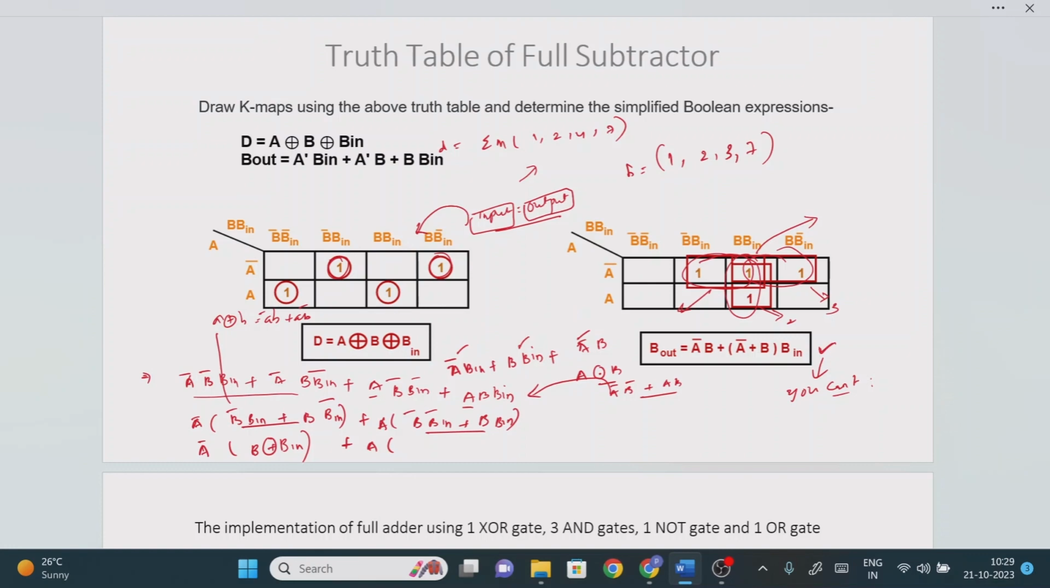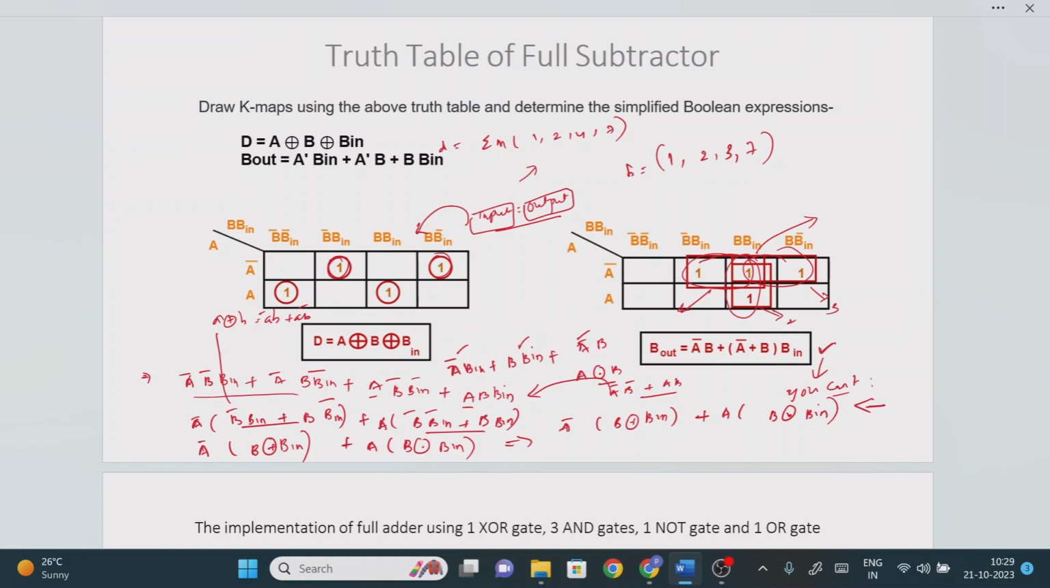So now what I'm going to do is convert this in terms of the XNOR logic gate, right? So Bin, right? So the final expression looks like this: A bar B XOR of Bin plus A into B XNOR of Bin, right? So is there any possibility to reduce it further? Yes, there is a possibility, but how to reduce it?